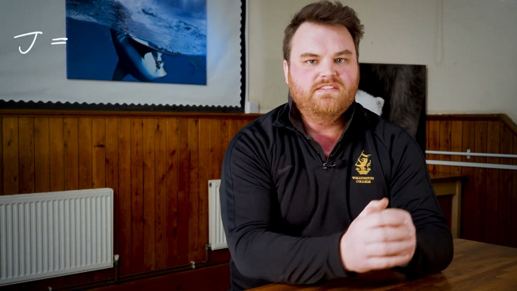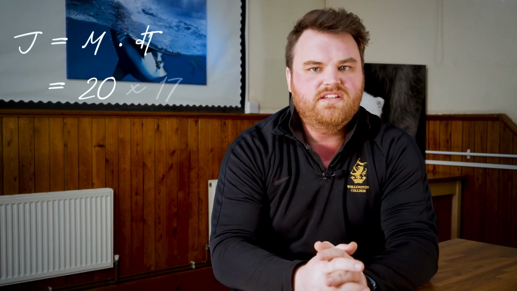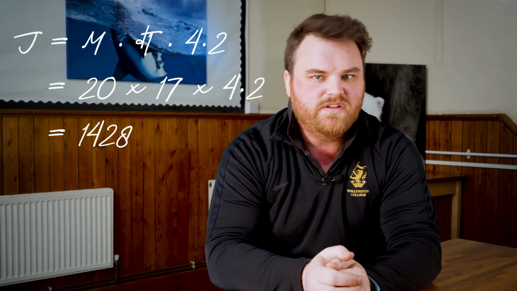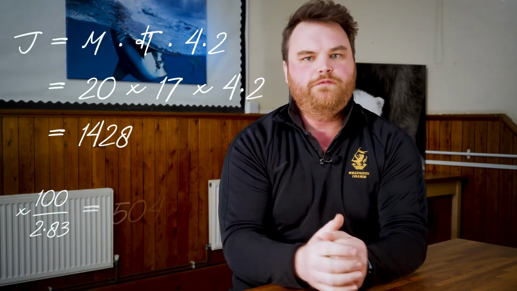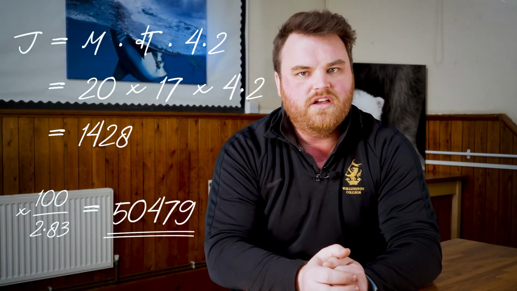Rearrange that, and the number of joules we transfer to the water is the mass of water, so 20, multiplied by the change of temperature, which is 17, multiplied by 4.2, or 1,428. Since we had a 2.83 gram sample, that scales up to 50,479 joules, or just over 50 kilojoules per 100 grams. That's a bit problematic though, because the value we calculated was just over 50, but on the packet it says 2012. So where did all that energy go?